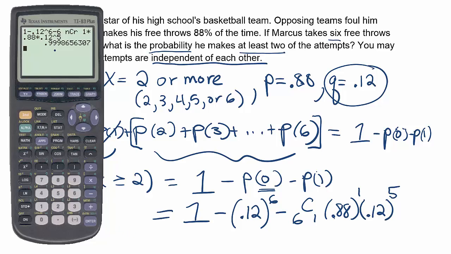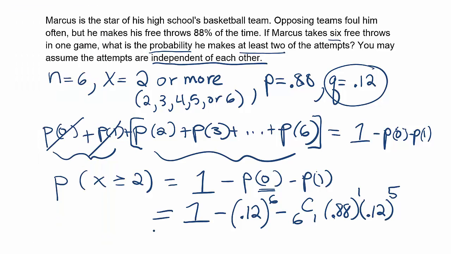It's 0.99986, so on. So it doesn't work out to be exactly 100%, because if we round off to 3 places, it's going to end up being basically 1. I'm going to go ahead and just round this off to 4 decimal places. That way it'll be 0.9999, right? So the answer we get at the end is 0.9999. So there's a 99.99% chance he makes at least 2 of his attempts.